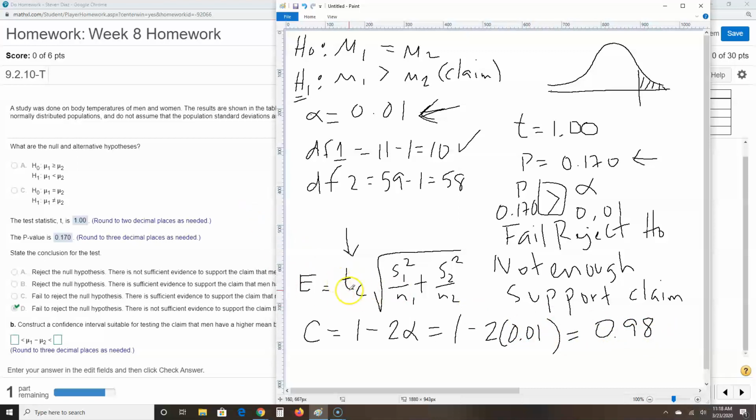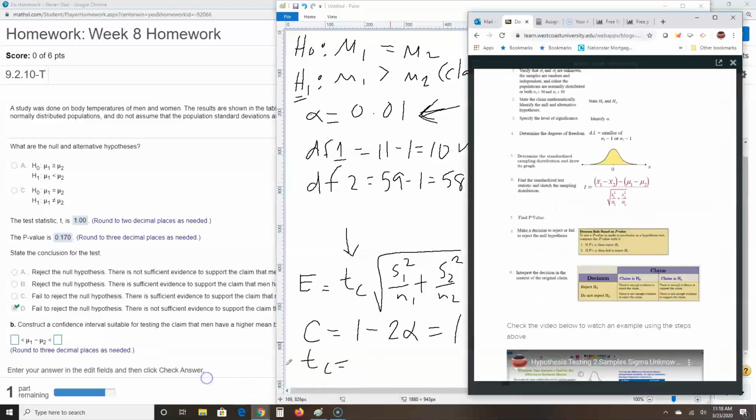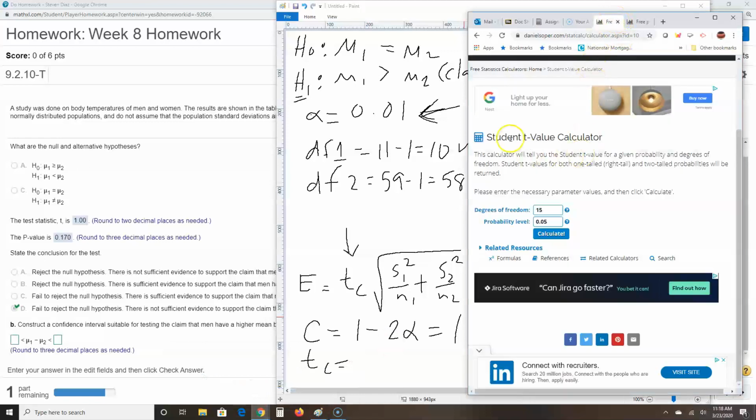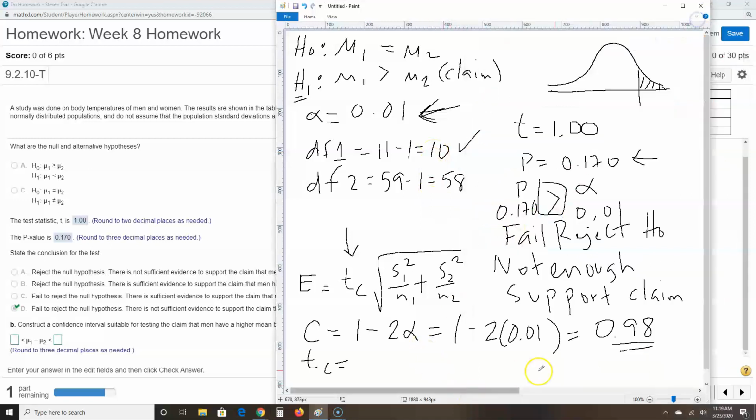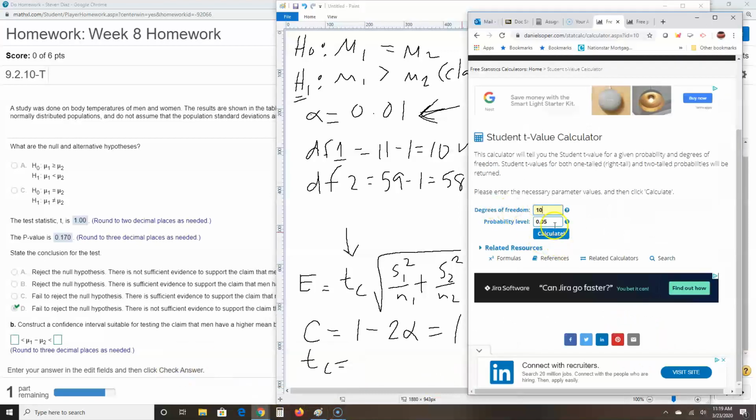So how do you find the TC for 0.98? Well, you're going to have to go to another calculator that we did in week 5, which is this calculator, the T calculator. You're going to put the degrees of freedom, which we already said is the smallest one, 10. And remember that my probability level was 1 minus C. If my C is 0.98, 1 minus 0.98 is 0.02. So I'm going to put 0.02 and click calculate.